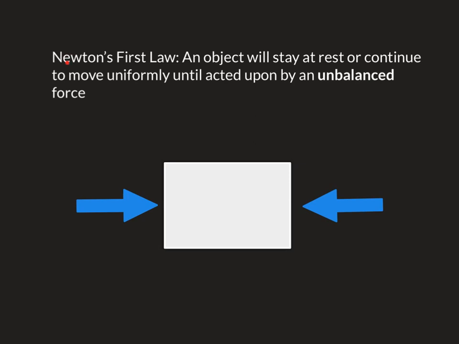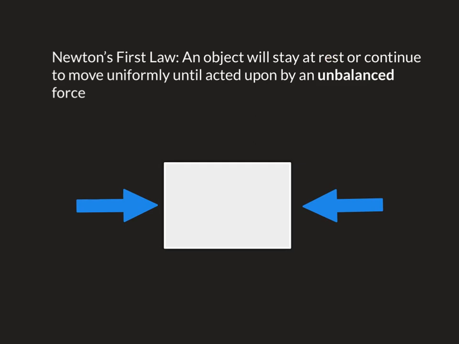So Newton's first law, which is also called the law of inertia, is the idea that an object will stay at rest or will continue to move uniformly until it's acted on by an unbalanced force. That sounds complicated, but it's not that complicated. The idea of Newton's first law is that if something is sitting still, it will continue to sit still until something causes it to move.